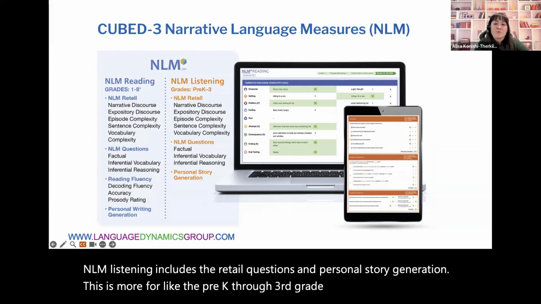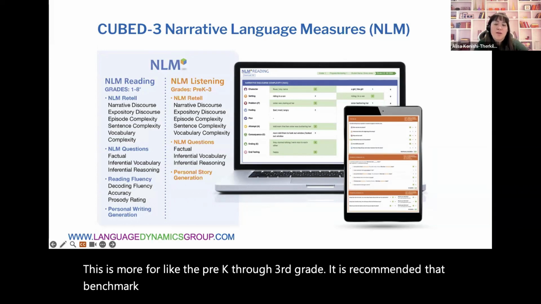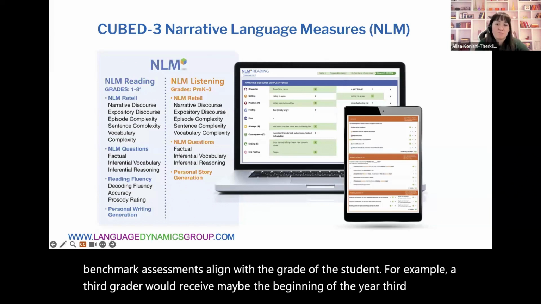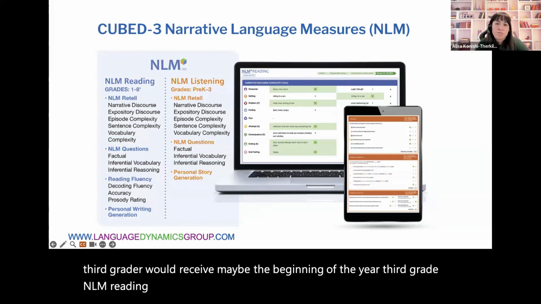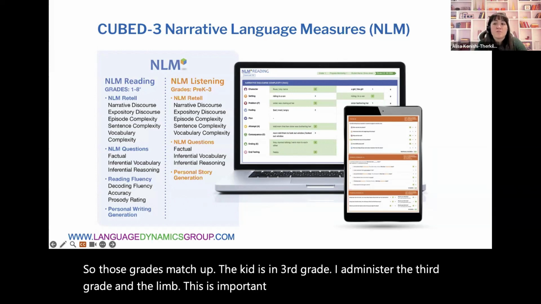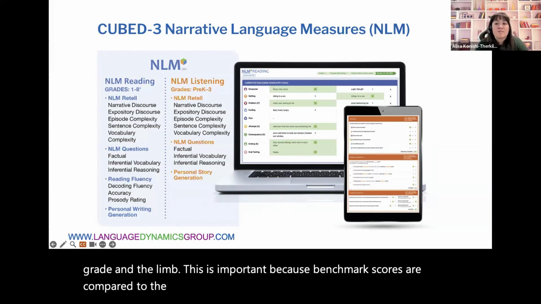It is recommended that benchmark assessments align with the grade of the student. For example, a 3rd grader would receive maybe the beginning of the year 3rd grade NLM reading subtest. So those grades match up. The kid is in 3rd grade, I administer the 3rd grade NLM. This is important because benchmark scores are compared to the criteria or what is expected for that grade level.